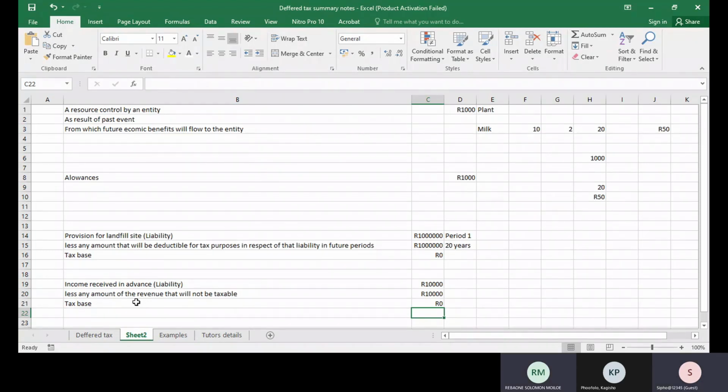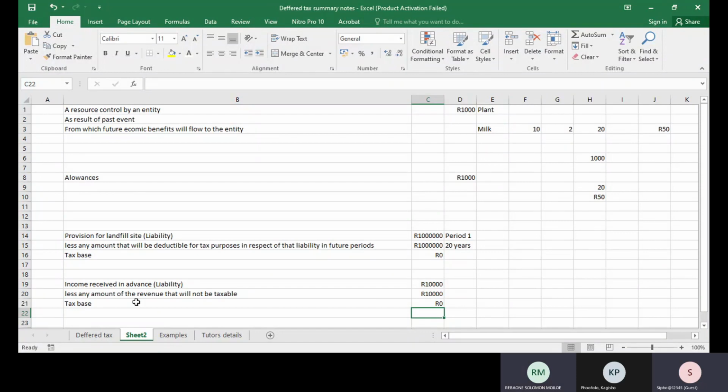They tell you that no, guys, the tax base of this liability is 0. But as to how it came about, they don't tell you. So I'm taking you through this example so that you can read your definition yourself and know exactly how you come to the tax base of 0 for liabilities.